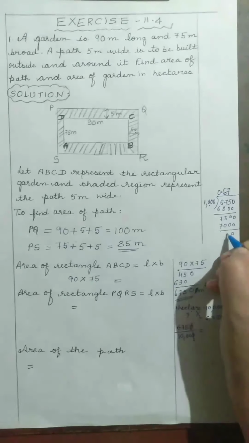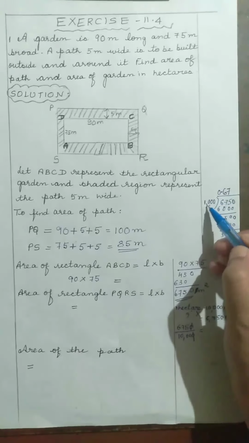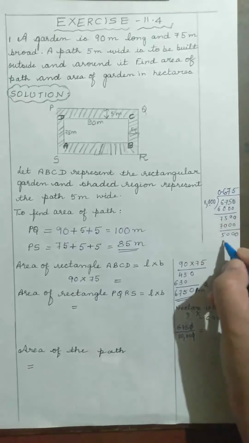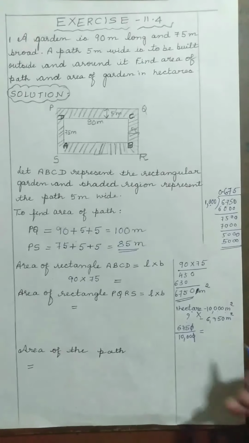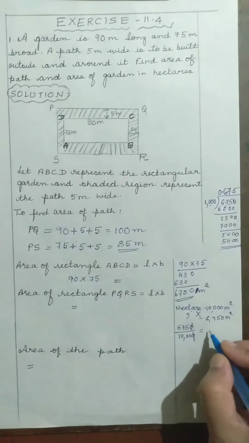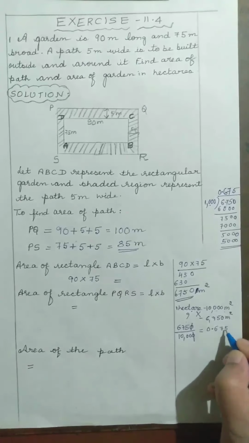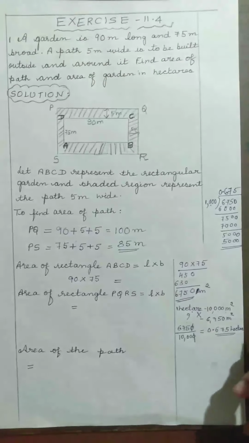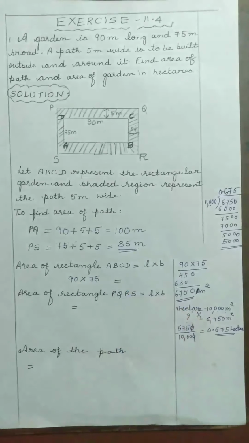7,000. Then 0, 0, 5. We got 500, which is lesser than 1000. So take 0. 1000 fives are 5,000. Therefore, children, when we express this 6,750 meters square in hectares, the answer will be equal to 0.675 hectares.